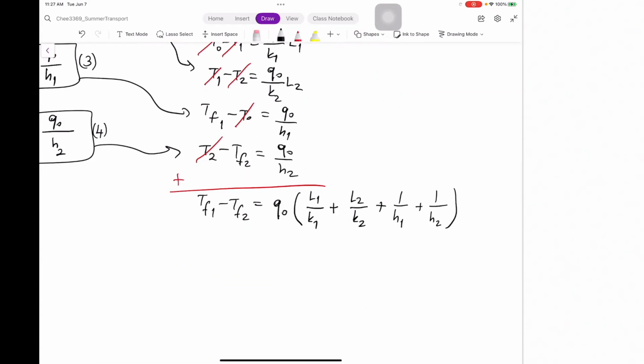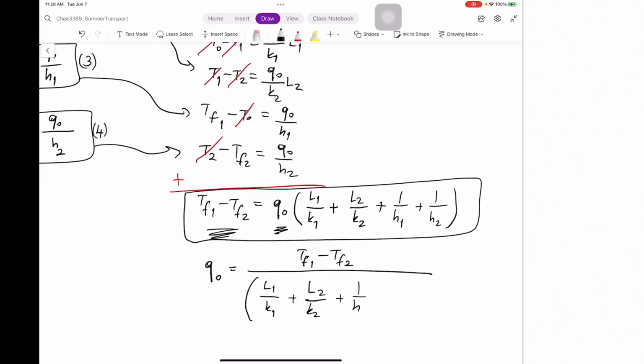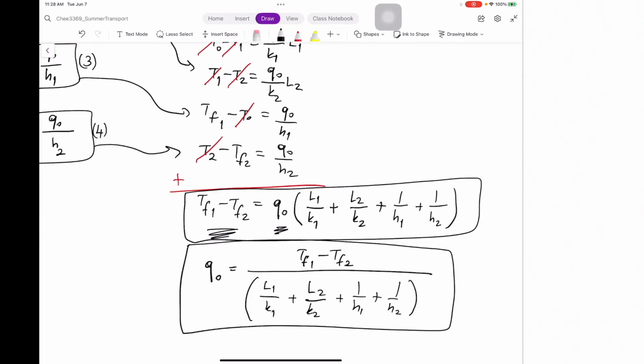What a beautiful formula this is, right? So actually it derived the relation between the temperature differences and the flux. And you can actually solve for the flux. That's what we wanted, right? The flux, Q0, comes out to be equal to TF1 minus TF2 in the numerator divided by L1 over K1 plus L2 over K2 plus 1 over H1 plus 1 over H2. Any questions so far?